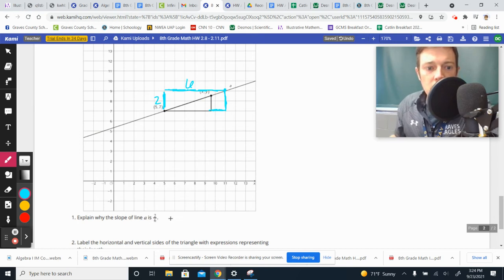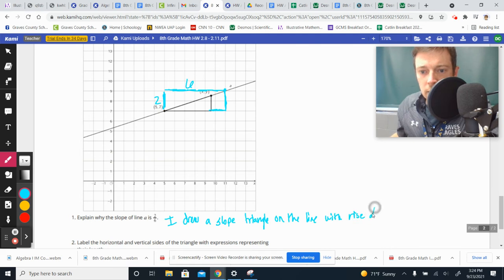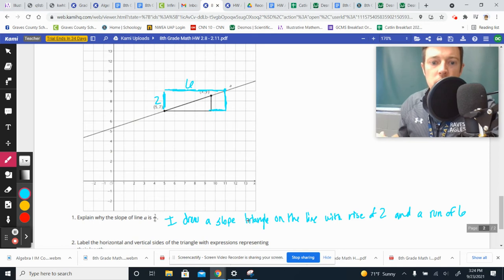So why is the slope of this line 2 over 6? Because I drew a slope triangle on the line with a rise of 2 and a run of 6. So I can do that. I drew a slope triangle on the line with a rise of 2 and a run of 6, which is proving that it has that slope. All right, let's go to the next part.